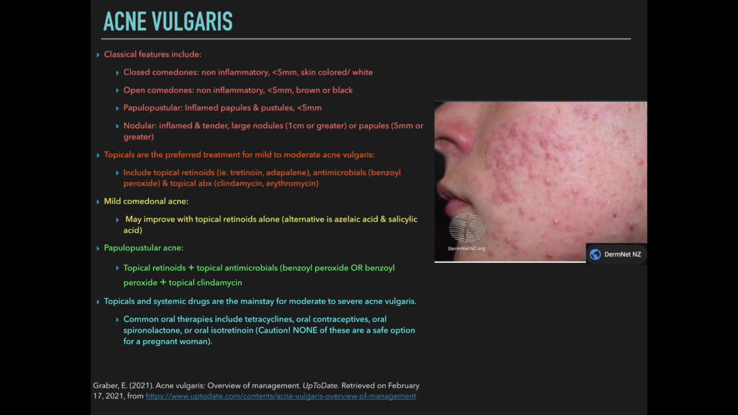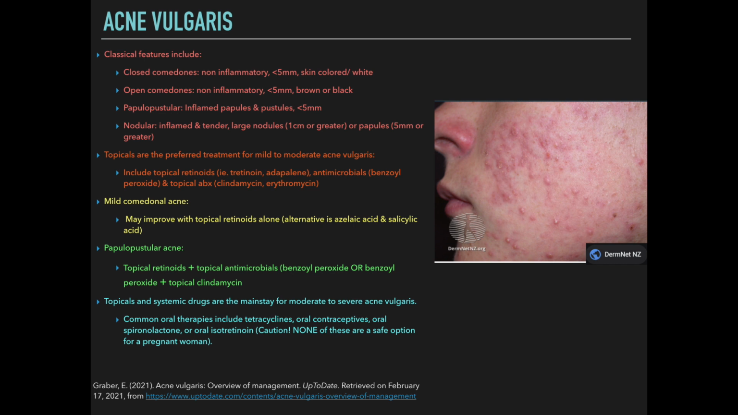So next up is acne vulgaris, and there are a couple of classic features that you do need to know. Closed comedones are non-inflammatory, less than 5 millimeters, either skin-colored or white papules. Open comedones are also non-inflammatory and less than 5 millimeters. However, these are generally brown or black. Papulopustular acne is inflamed papules and pustules, still normally less than 5 millimeters. And then there is nodular acne, which is inflamed and tender, large nodules and large papules.